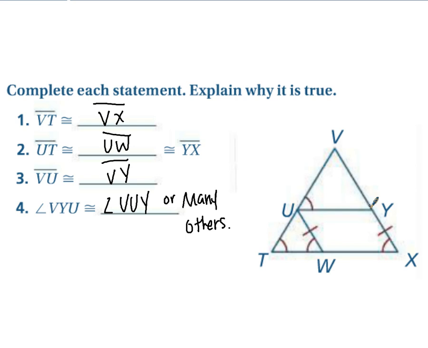Okay. And last, angle VYU, so this angle right here, is congruent to, I picked VUY, so this angle right here. You could also have picked any of these other angles that are marked. They are all congruent.